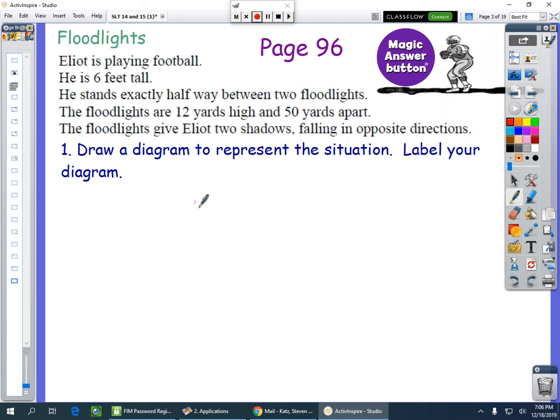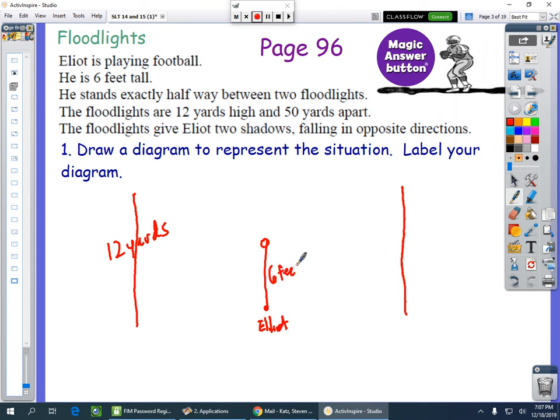So Elliot's playing football, 6 feet tall. I'm going to draw a picture of Elliot. This is Elliot right here, and he stands halfway between two floodlights. Floodlights are those things that shine the light on a football field. He's exactly halfway. The floodlights are 12 yards high, so I'm going to make sure that this is 12 yards high. Now, he is actually 6 feet tall, so that's going to be important to know.